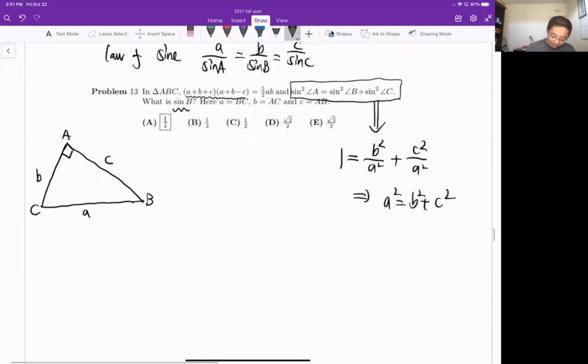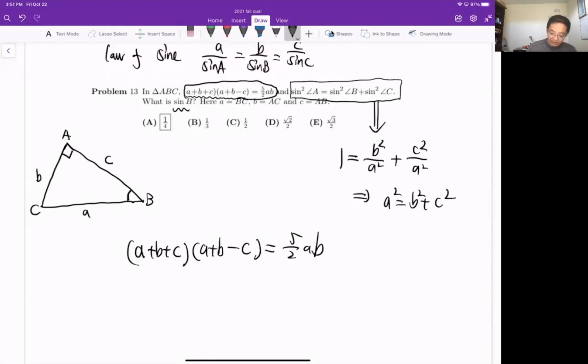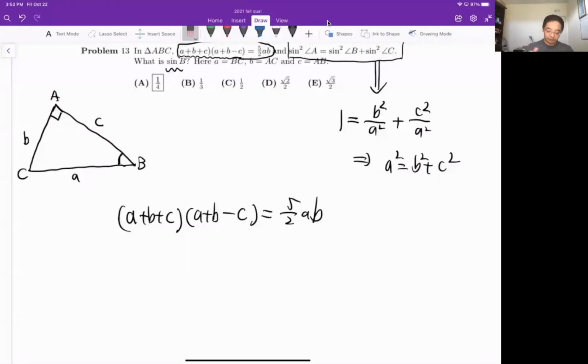All right, and what we want to find is sine B. Now we also have this other relation. Let's write it out. We have (a + b + c) times (a + b − c), and this equals 5/2 times ab.